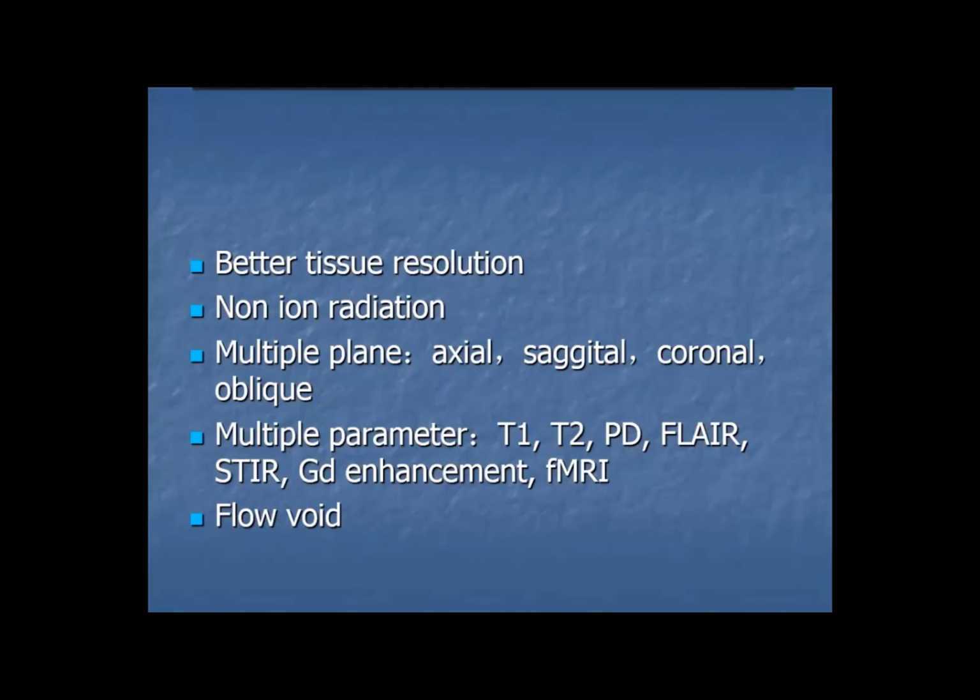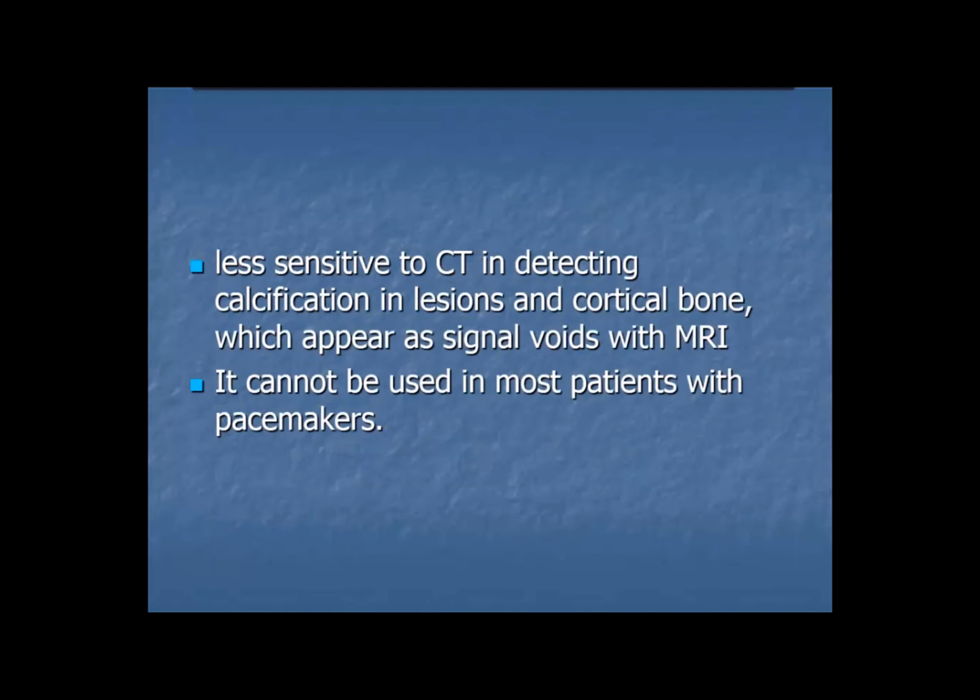MRI has better tissue resolution and no ionizing radiation, and MRI has multiple planes: axial, sagittal, coronal, oblique. MRI has multiple parameters: T1 weighted image, T2 weighted image, PD weighted image, FLAIR, STIR, enhancement, and functional MRI. The vessels have a special flow void. However, MRI is less sensitive than CT in detecting calcification in lesions and cortical bone, which appear as signal void with MRI. It cannot be used in most patients with pacemakers.